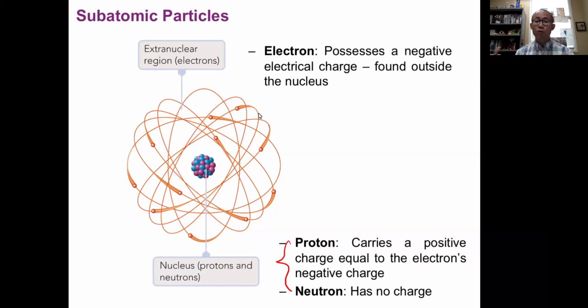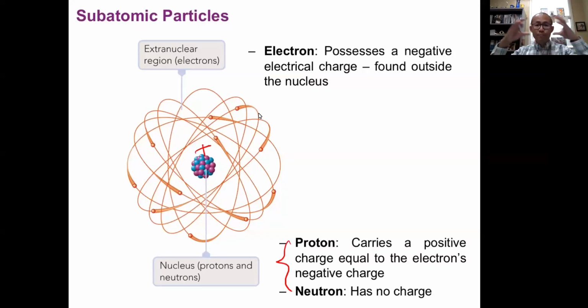Of course, later on, we're going to see that protons are particles that carry positive charges, but neutrons are particles that are neutral, without charges. Now you know that protons are positively charged. That means the whole nucleus is positively charged. So we need something negatively charged to neutralize that positive charge to make the whole atom neutral. So that is where electrons are playing a role. That is the function of the electrons.